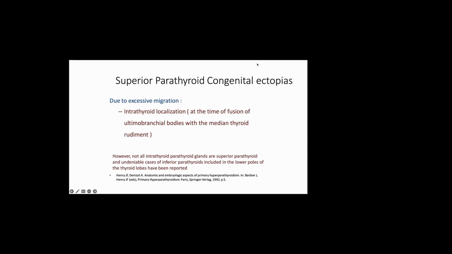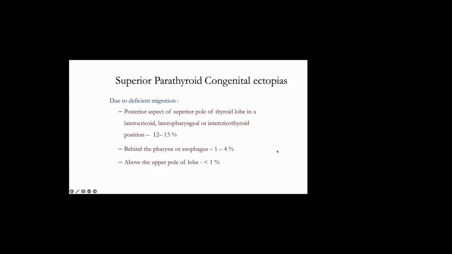So if we are not able to find the gland, but we are sure that an ultrasound or MIBI is showing the same gland, then the gland could be intrathyroidal. Most commonly, intrathyroidal is superior, but inferior can also be intrathyroidal, right? That is because of excessive migration. If we have deficient migration, the parathyroid can be in the superior pole of the thyroid lobe also. So this is another reason why we pay a lot of attention in thyroid surgeries. When we are operating thyroidectomies, we nowadays know that both inferior and superior poles have to be done onto the gland.